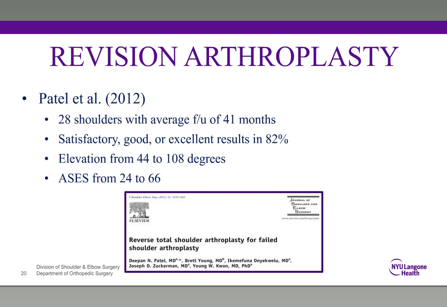We wrote up our experience a number of years ago at NYU Langone Medical Center, describing our patients who were treated with reverse shoulder replacement for failed hemiarthroplasty and anatomic shoulder replacements. We had 28 patients that we followed for about 3.5 years. The overall outcome was satisfactory in about 82%. Average elevation did go up to about 100 degrees, and ASES score to about 66.